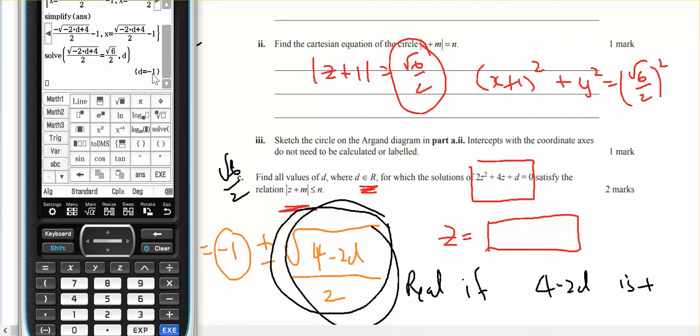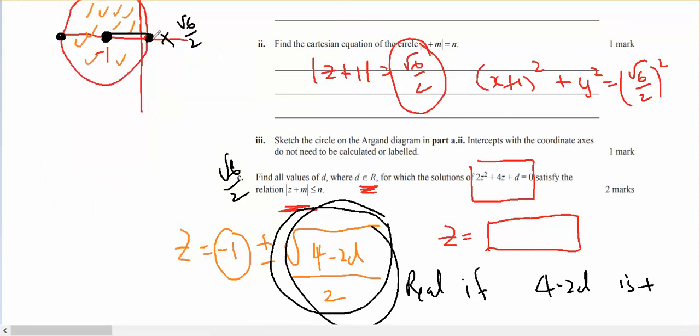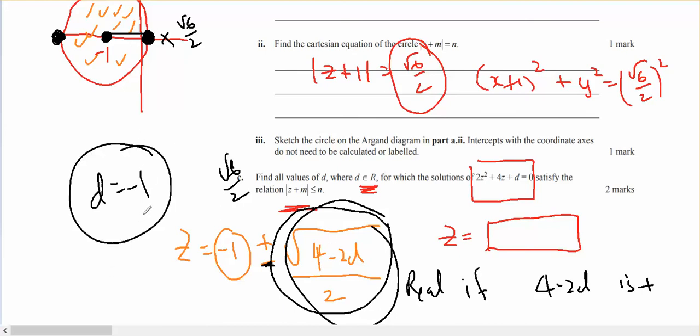Okay, D equals -1. When D equals -1, we are here, or with the negative, we are here. Because when D equals -1, 4 plus 2 is 6, it will be a real value. Okay, so that will give me the upper limit of what D can equal, or lower limit.